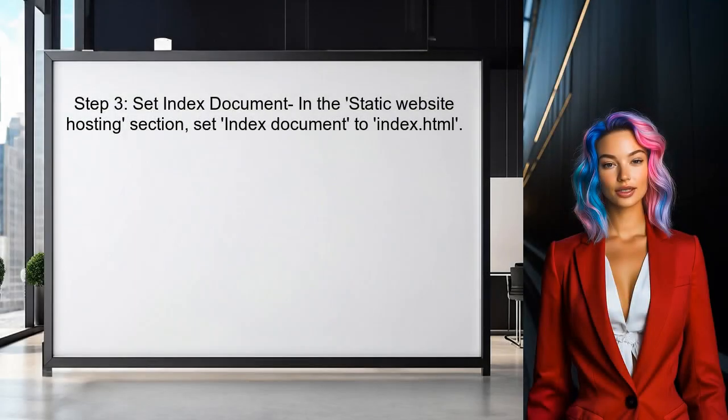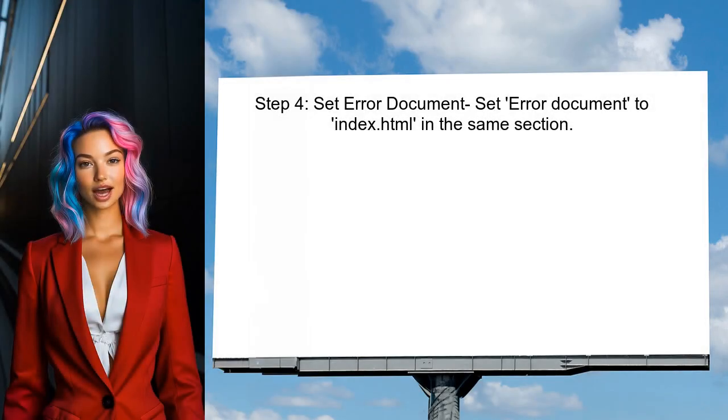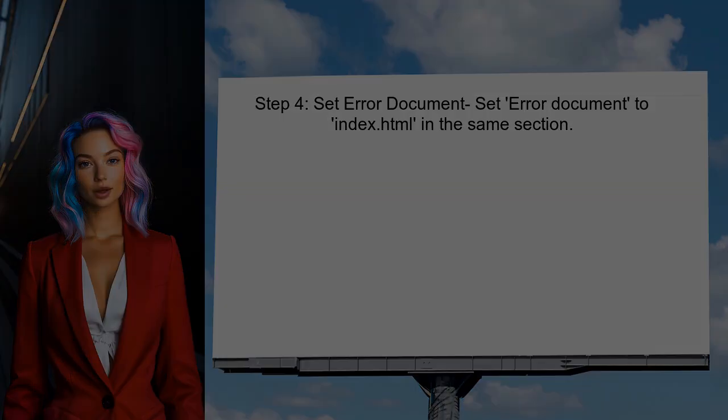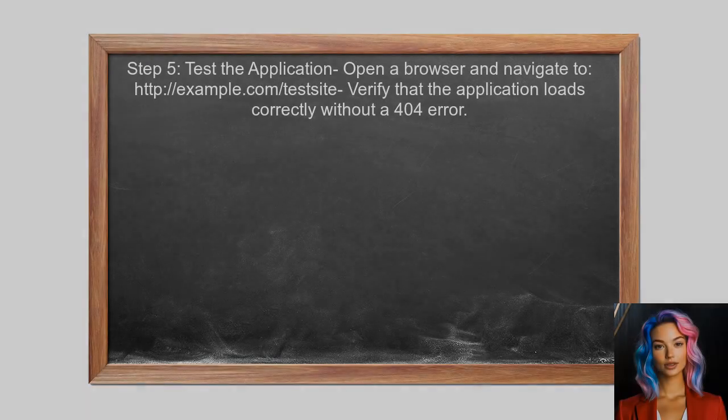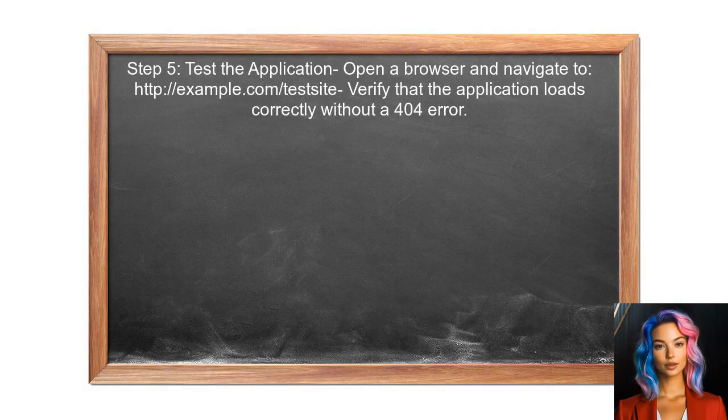After enabling static website hosting, the user needs to set the index document to the main HTML file of the Angular application, typically named index.html. To handle routes correctly, the user must also set up an error document. This should point to the same index.html file to ensure that all routes are redirected properly. Finally, the user should test the application by navigating to different routes in the browser. This should now work without returning a 404 error.